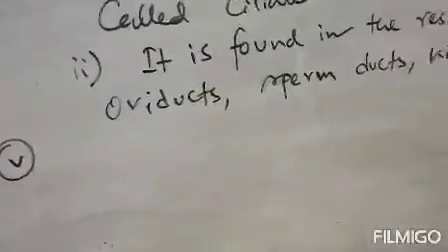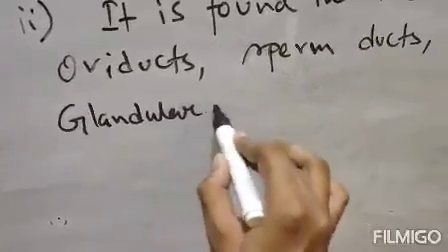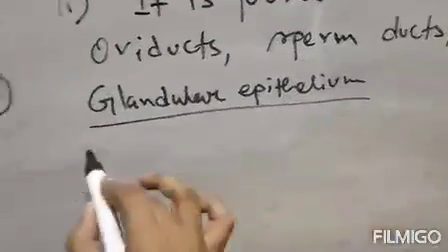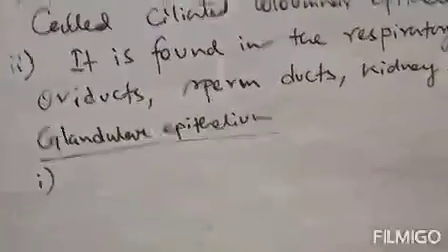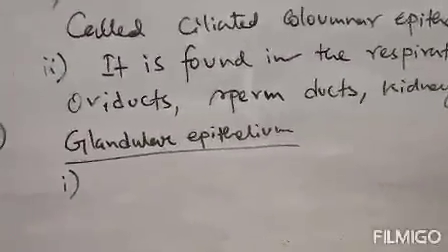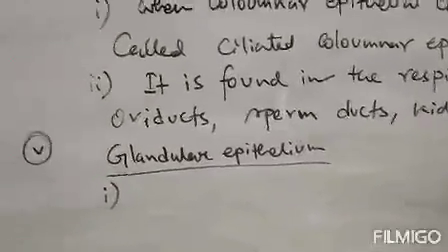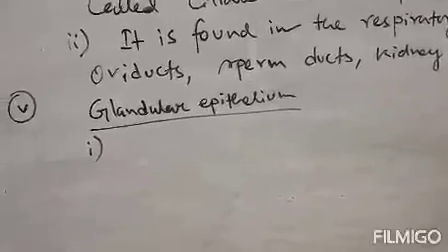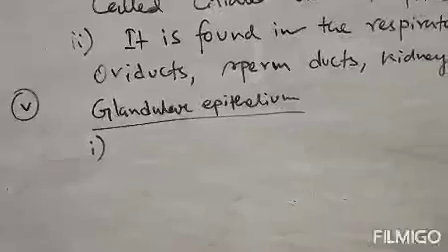Last one of epithelial tissue, that is glandular epithelium. Now what is glandular epithelium? This tissue is actually formed by the gland cells. When gland cells secrete substances at the epithelial surface, then this glandular epithelium tissue is formed.